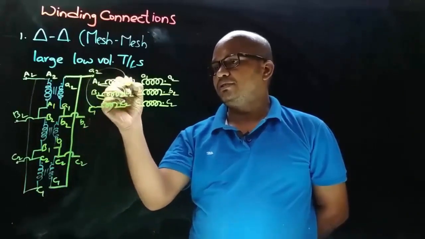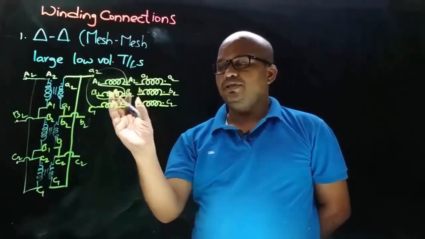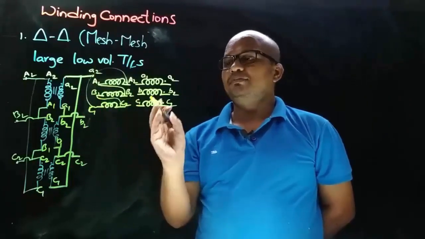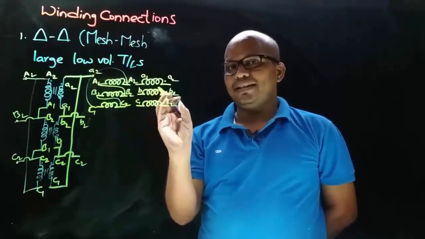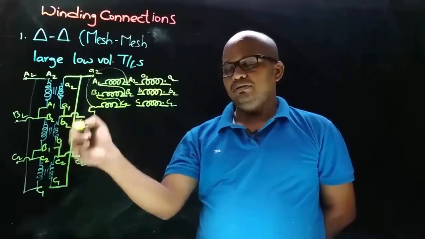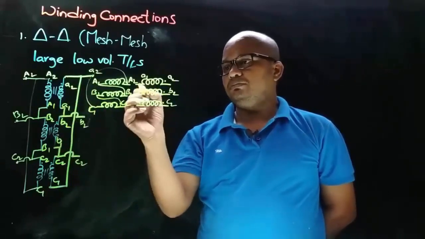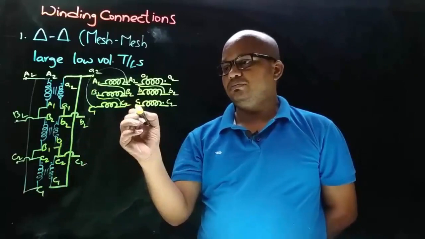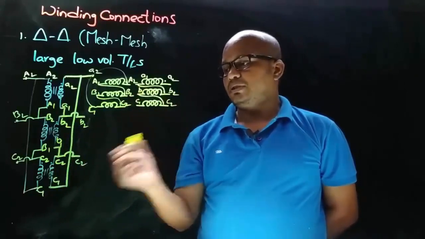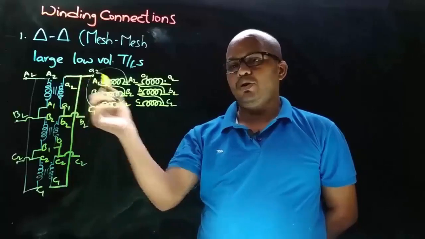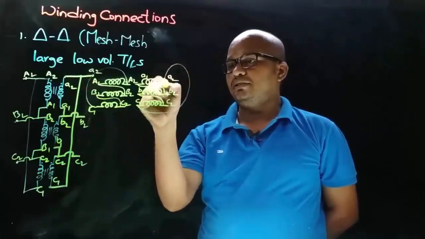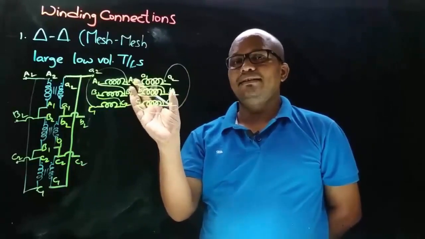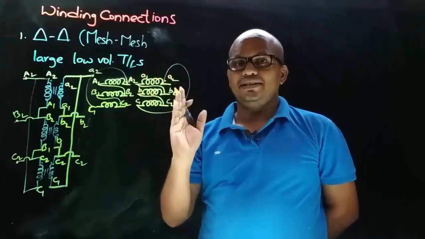So let's connect this like this. This is how we are obtaining the delta connection on the primary side, and similarly let's obtain the delta connection on the secondary side. So what we did here, small a1 is connected to small b2, and small b1 is connected to small c2, and small c1 is connected to small a2. So let's connect like this. This is how we are obtaining the delta connection on primary side and secondary side.